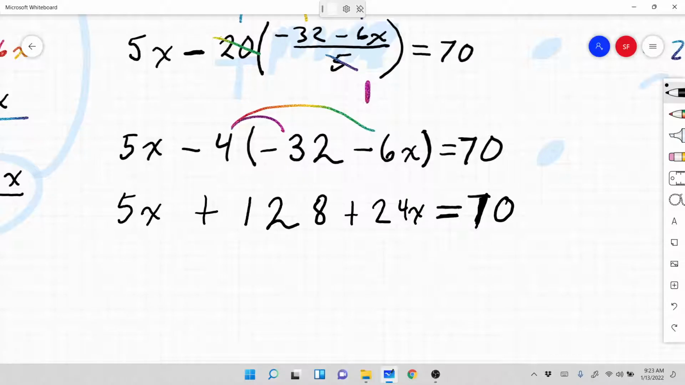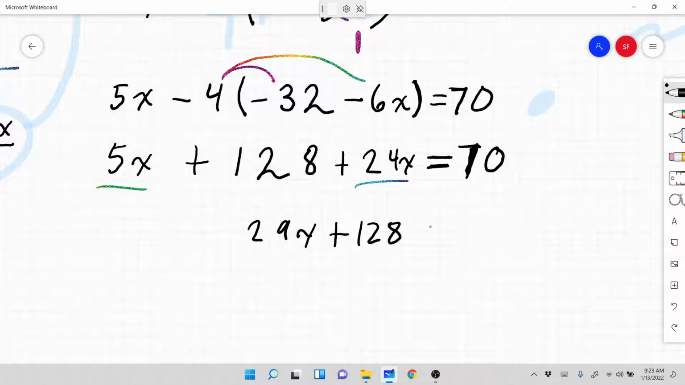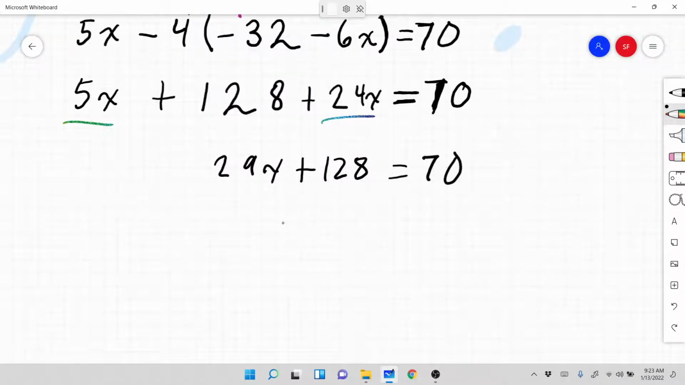Okay, so what should we do now? Combine like terms. Sounds great. Let's go for it. 29x plus 128 equals 70. Subtract both sides by 128.